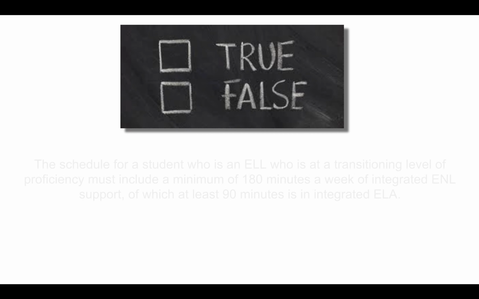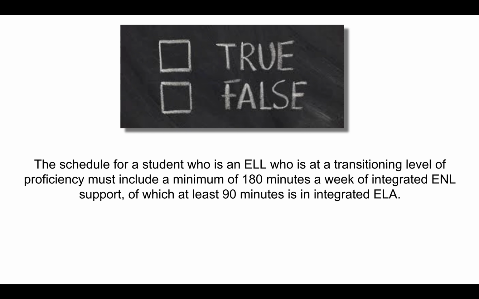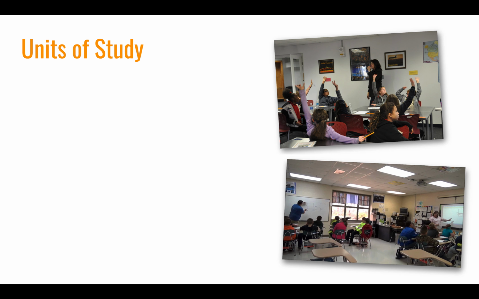True or false? The schedule for a student who is an ELL who is at a transitioning level of proficiency must include a minimum of 180 minutes a week of integrated ELL support, of which at least 90 minutes is in integrated ELA. If you said true, you are correct. Let's break this down a little bit more.